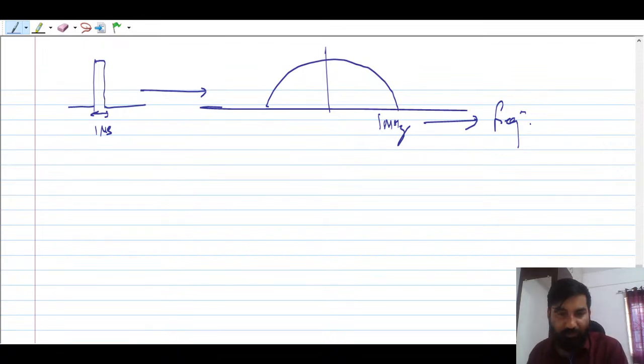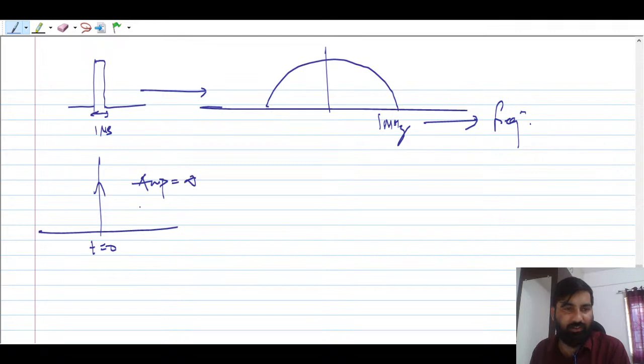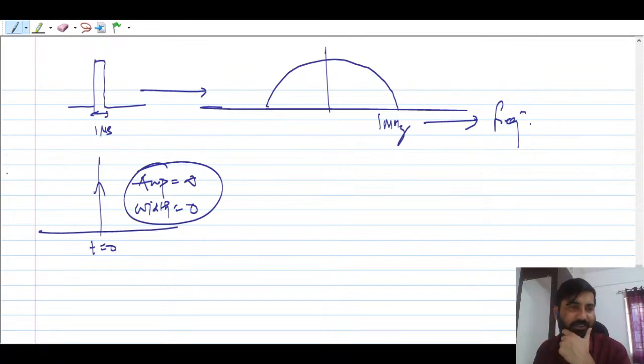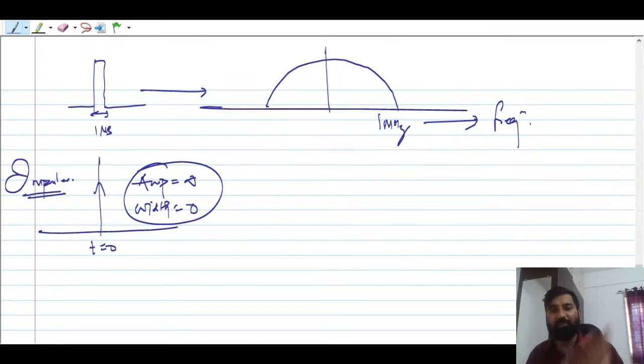Suppose we consider one more signal, which I think everybody knows. This is t equal to 0. Here the amplitude, or height, is infinite, and the width is 0, right? It is an impulse. If you try to find the Fourier transform of this, the impulse has a Fourier transform containing all the frequencies, so you will get one for all the frequencies.